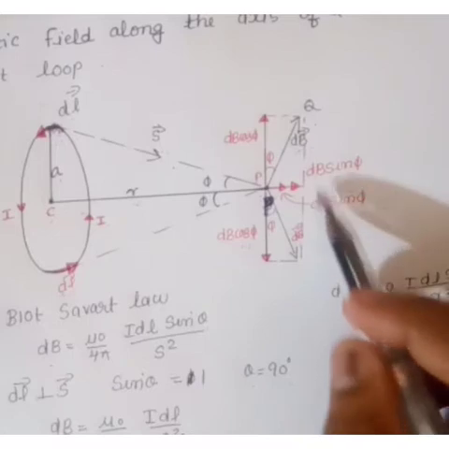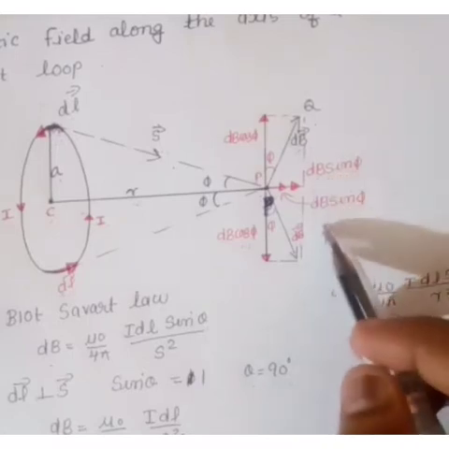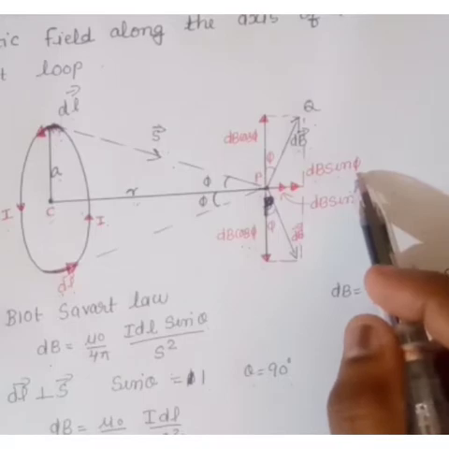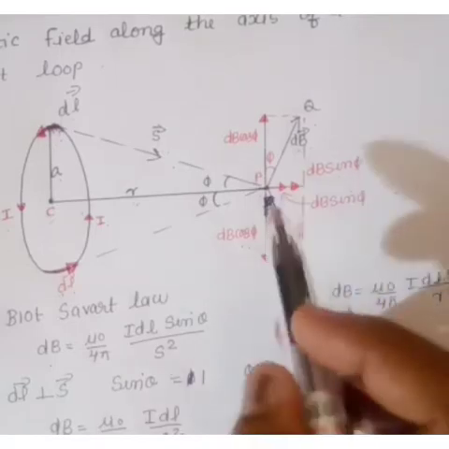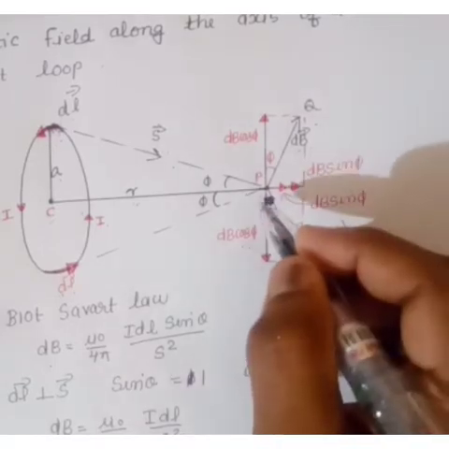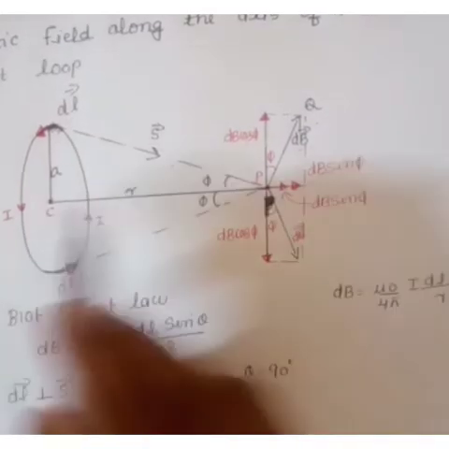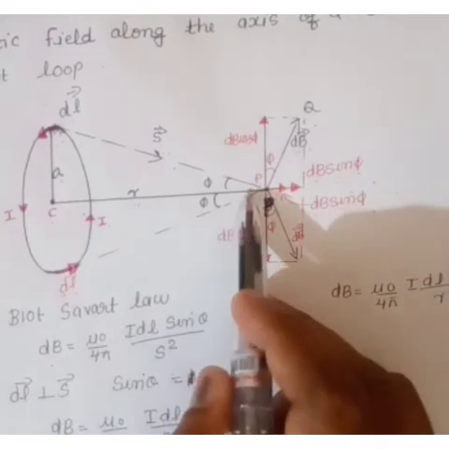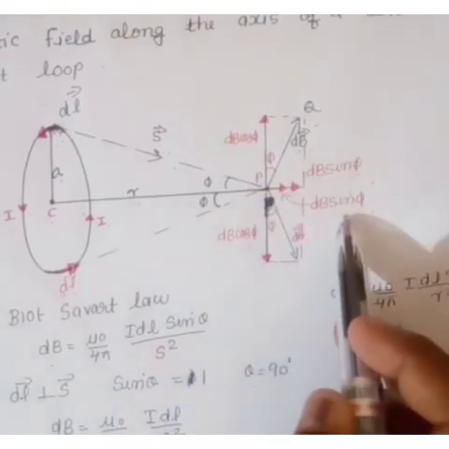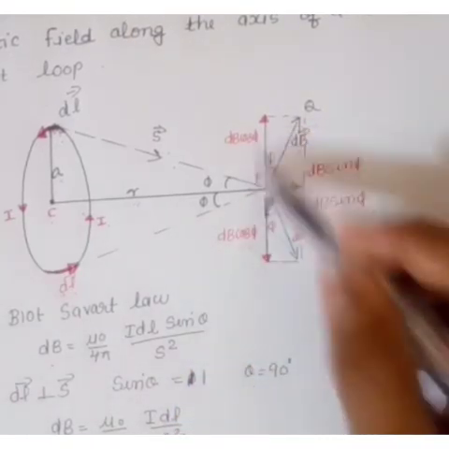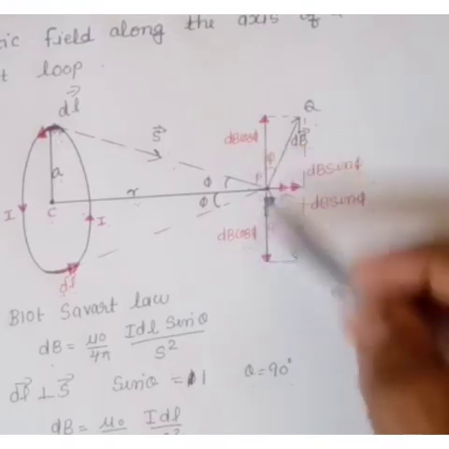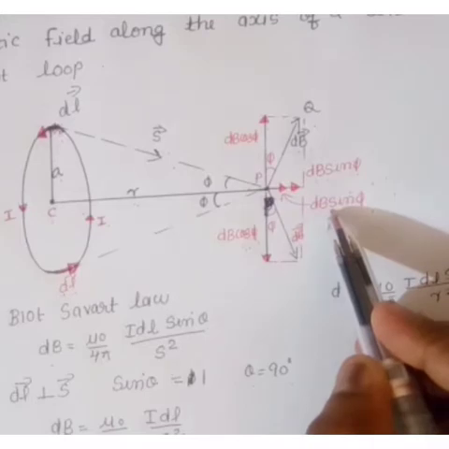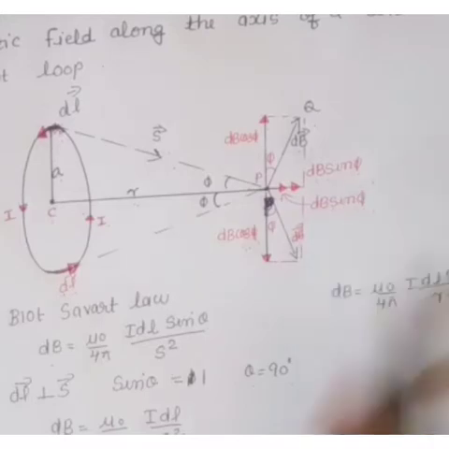The axial components, that means dB sin phi, will be in the same direction. In which direction? In the CP direction. dB sin phi along the CP direction, so it is added up. So dB cos phi are equal and opposite, so they cancel each other. Then dB sin phi added up.